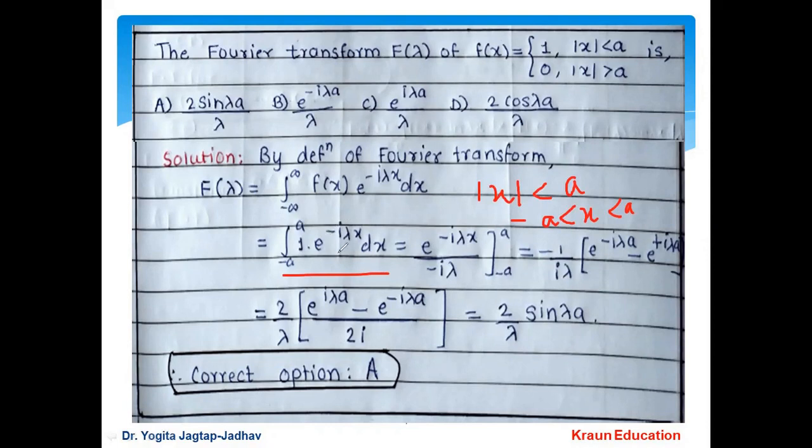Now here, integration of this e raised to minus i lambda x is what? e raised to minus i lambda x upon minus i lambda. Just put the limits from minus a to plus a.